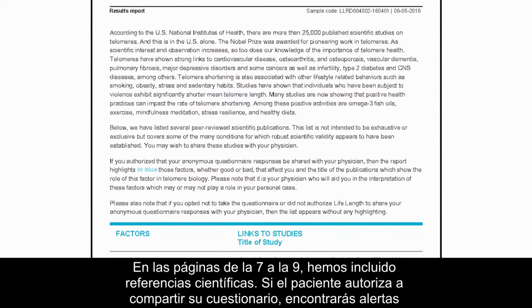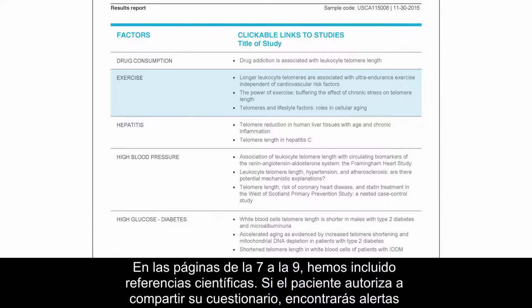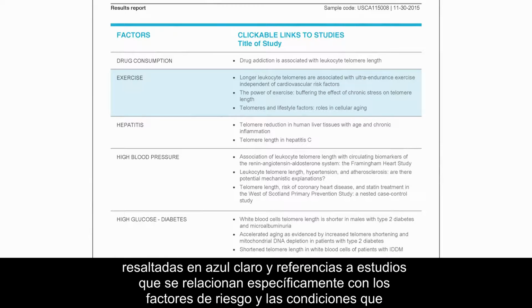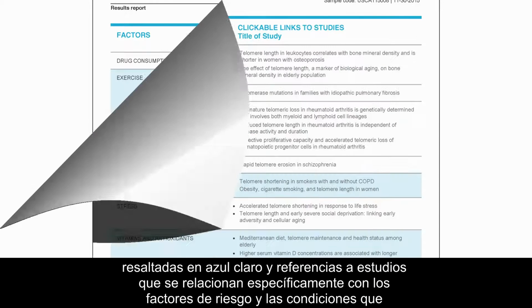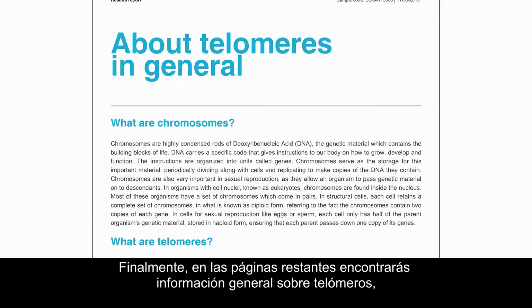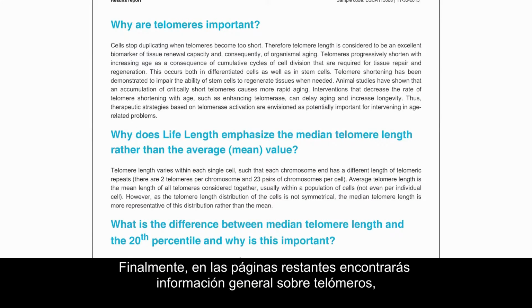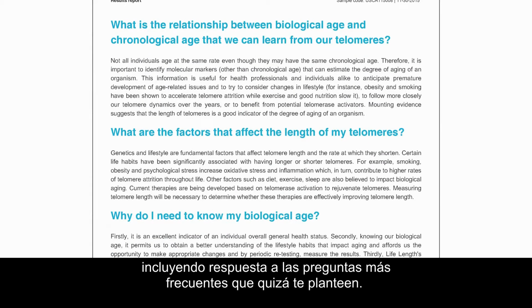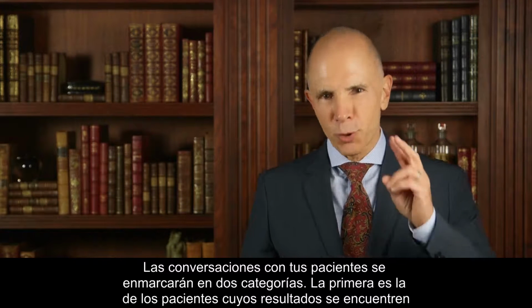On pages 7 through 9, we've included scientific references. If the patient authorized that their questionnaire be shared with you, you'll find alerts highlighted in light blue and references to studies that specifically relate to risk factors or conditions that your patient described. Alternatively, these pages may just be of interest to scientifically minded patients. Finally, on the remaining pages is general information about telomeres, including responses to the most frequent questions you may be asked.